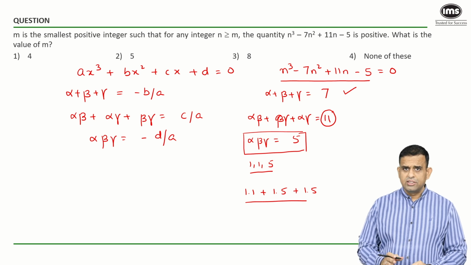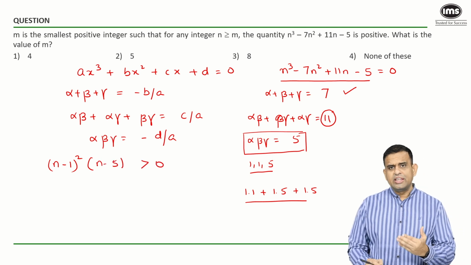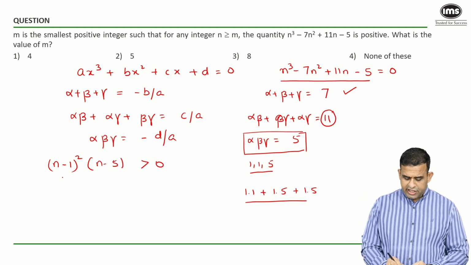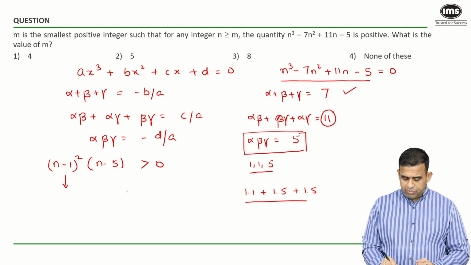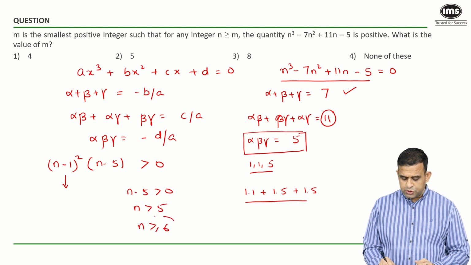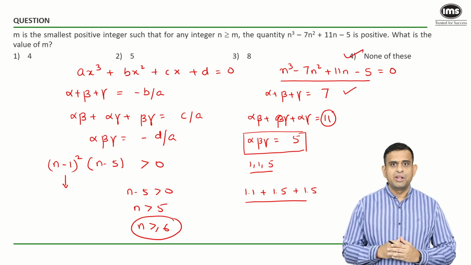In that particular case, the same thing I can write in the form of n minus 1 whole square into n minus 5 more than 0, and then we can use the same technique. Since n minus 1 whole square happens to be always positive, that means the term n minus 5 needs to be more than 0, n needs to be more than 5, so n has to be minimum equal to 6 over here. Hence option number 4 is the answer for this particular question.